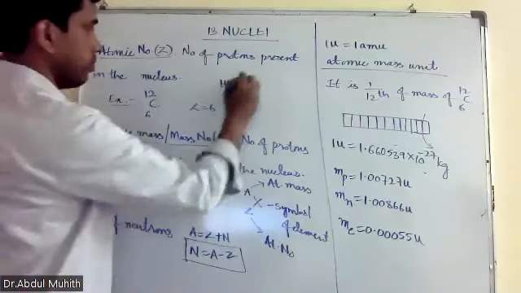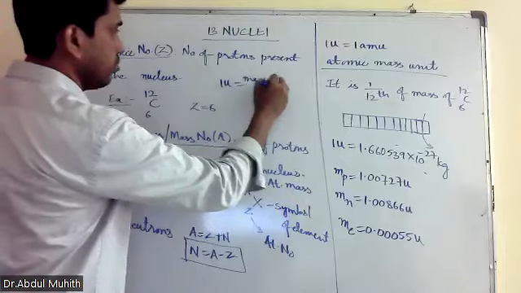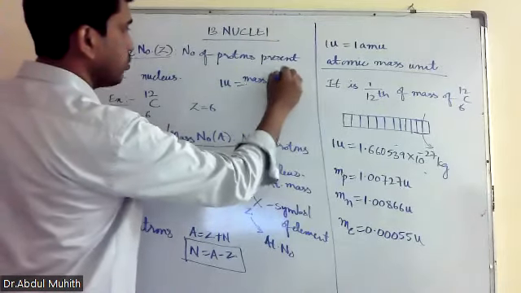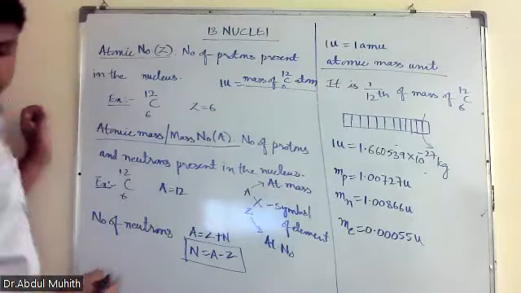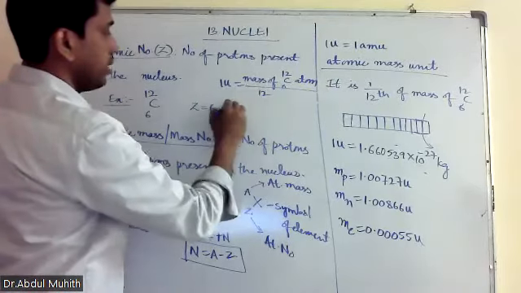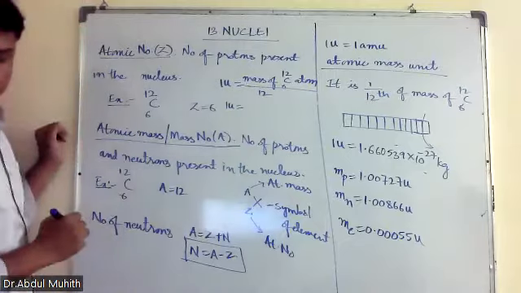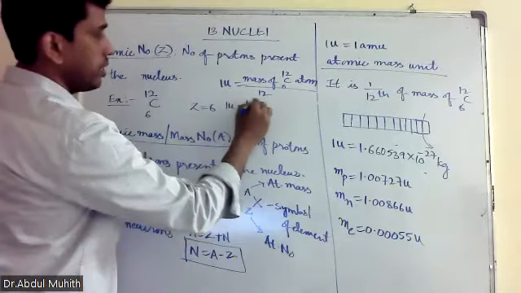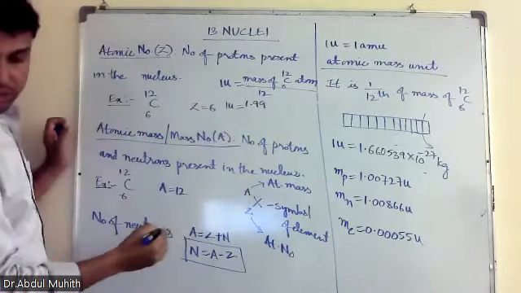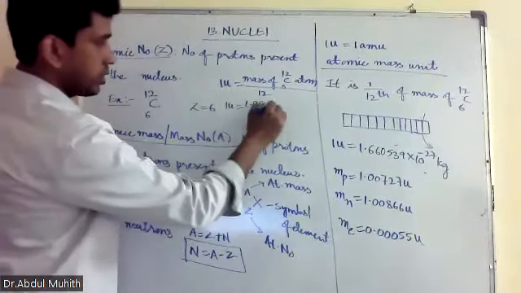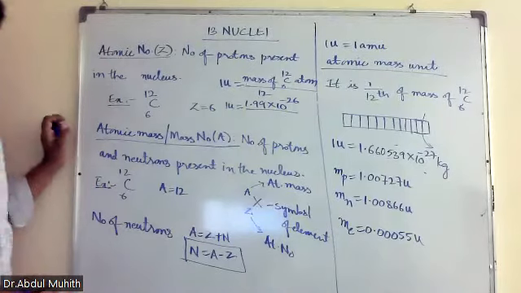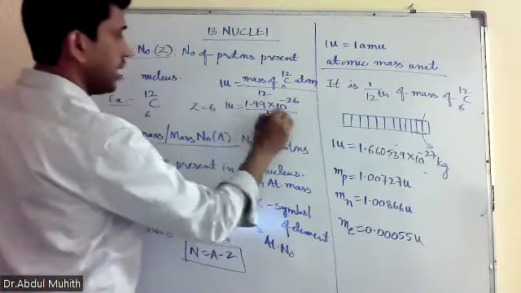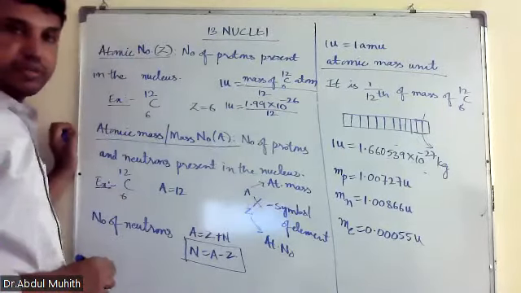One U is equal to the mass of a C-12 atom divided by 12. So 1 U is equal to the mass of C-12, which is 1.99 into 10 to the power of minus 26, divided by 12. How did we calculate this mass of one atom? We have to go for the Avogadro number.